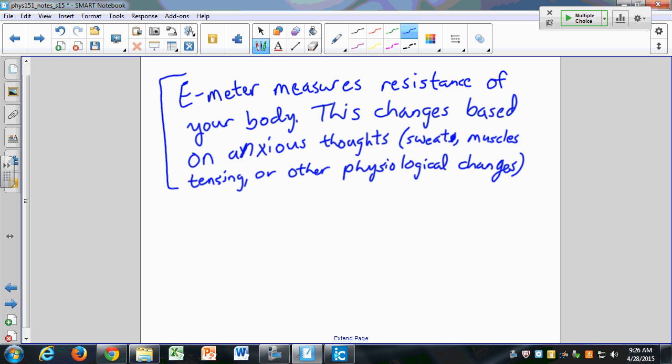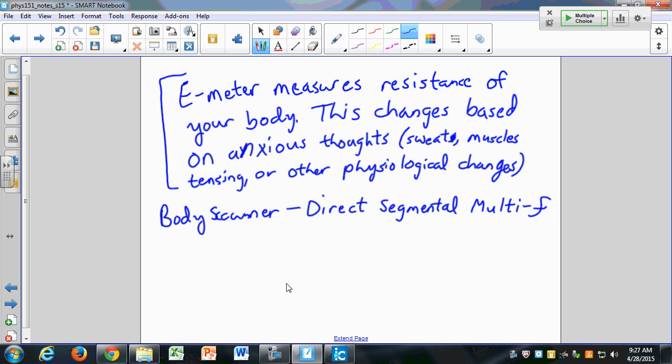Now, also the body scanner, and the one that we'll see is called a direct segmental multi-frequency bioimpedance analysis. Those are a lot of words, but they have certain meanings that we've already talked about.